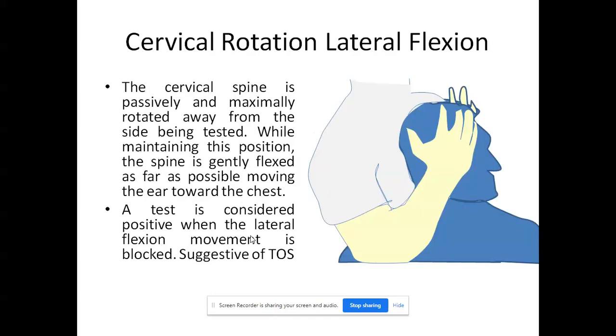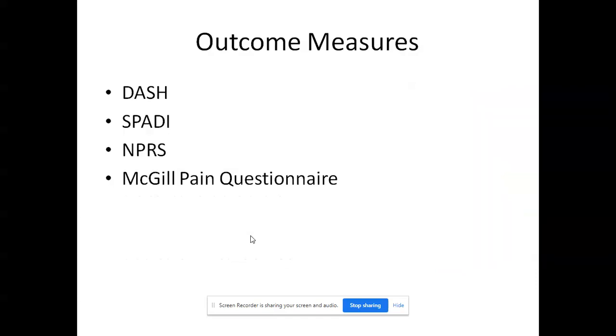Coming to the last test, that is your cervical rotation lateral flexion test. As the name suggests, the patient is sitting comfortably on the chair, whereas the therapist is standing behind the patient. He grasps the head of the patient and laterally rotates it towards the opposite side. While maintaining this position, the spine is gently flexed as far as possible, moving the ear towards the chest. The test is considered positive when the lateral flexion movement is blocked or restricted compared to the normal side. This is suggestive of TOS because there is a reduction in the costoclavicular triangle space.